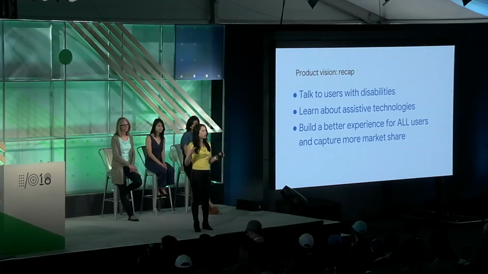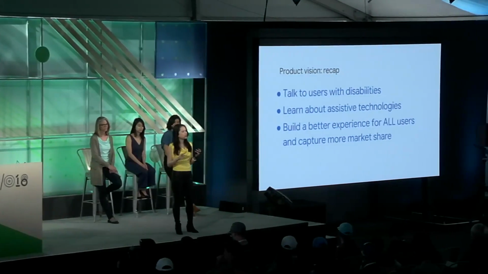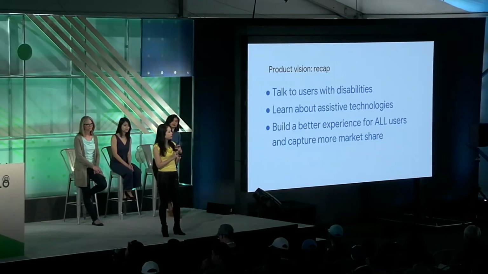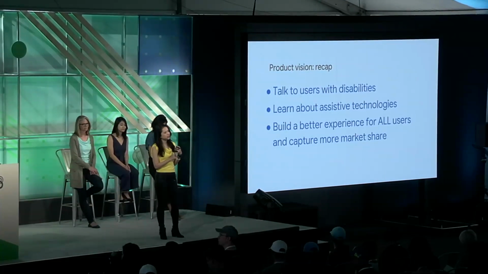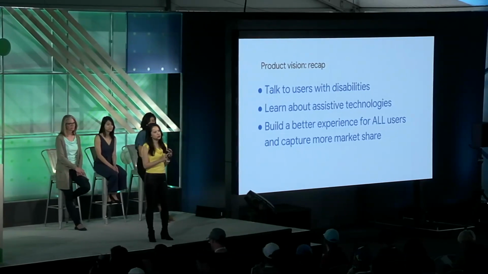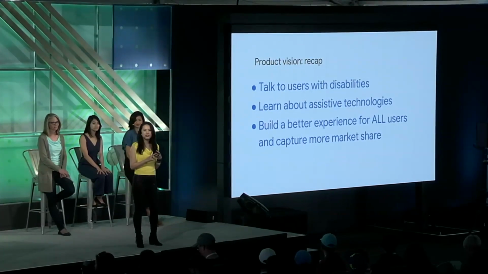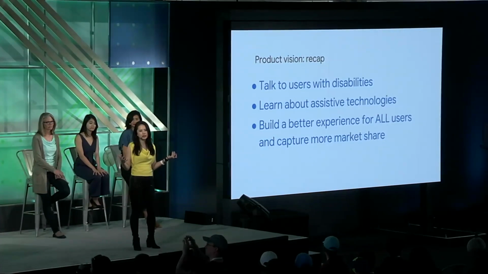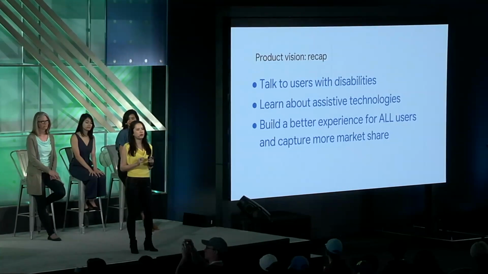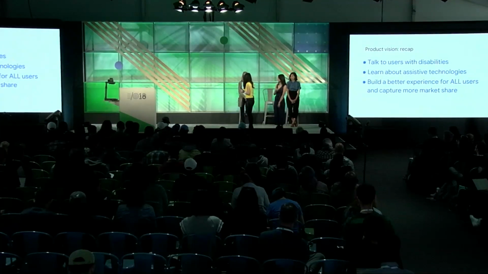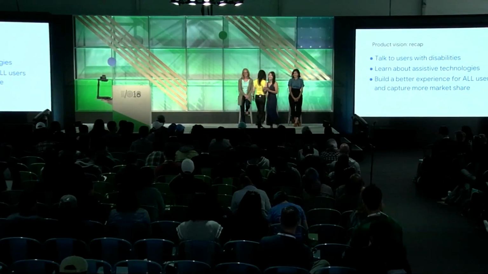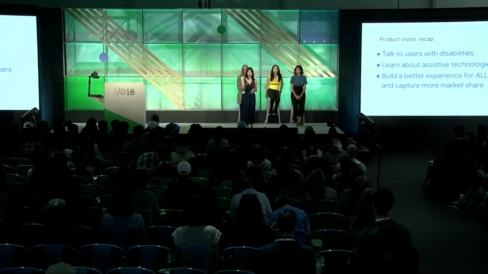OK, that was a lot of information, so let's go over the important points to keep in mind. 1, talk to people with disabilities to inform your product vision. 2, learn assistive technologies from the experts. And 3, build a better experience for all users and potentially capture more market share. Now I'm going to hand it over to Catherine, who's going to go over stage 2, design. Thanks, Andrea.